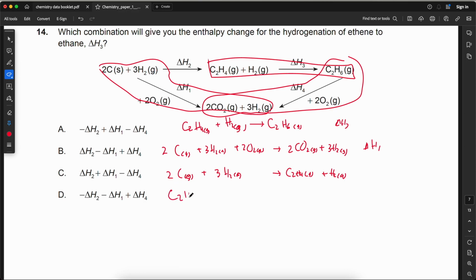So C2H6 gas plus 2O2 gas produce 2CO2 gas and 3H2 gas. So this one delta H2, this one delta H4. We need C2H4. C2H4 is on the right side here, so we need to flip it, and then we need H2. We leave it because so many H2. C2H6 is on the left side here, but we need it on the right side, so we need to flip it.